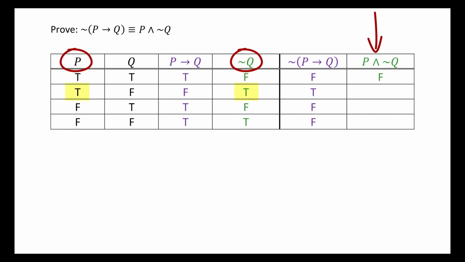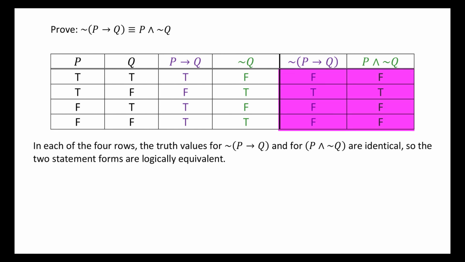Then we have true and true, which is true. And for the third row, we have false and false, which is false. And for the last row, we have false and true, which is false. In each of the 4 rows, the truth values for the negation of if P then Q and for P and not Q are identical. So the 2 statement forms are logically equivalent.